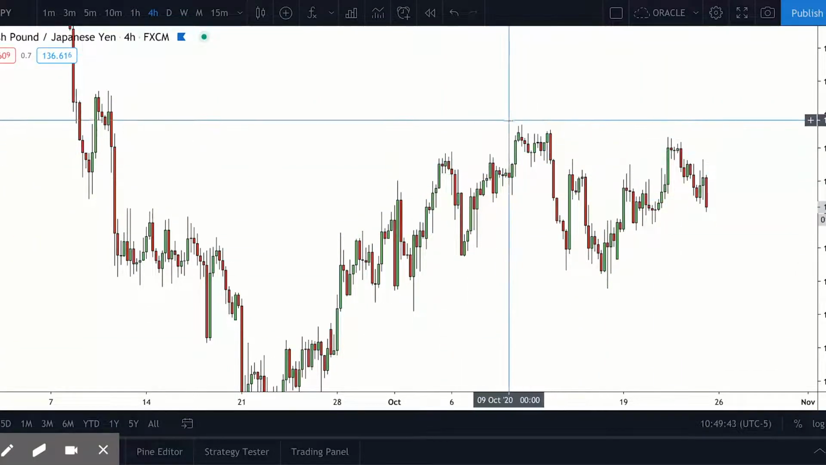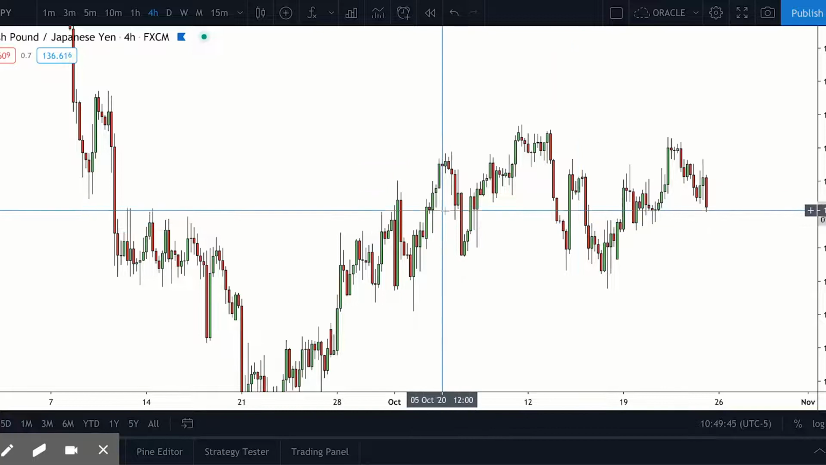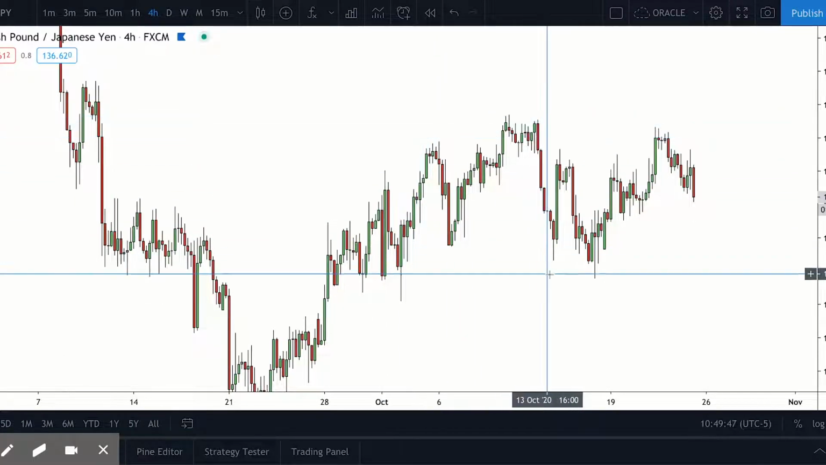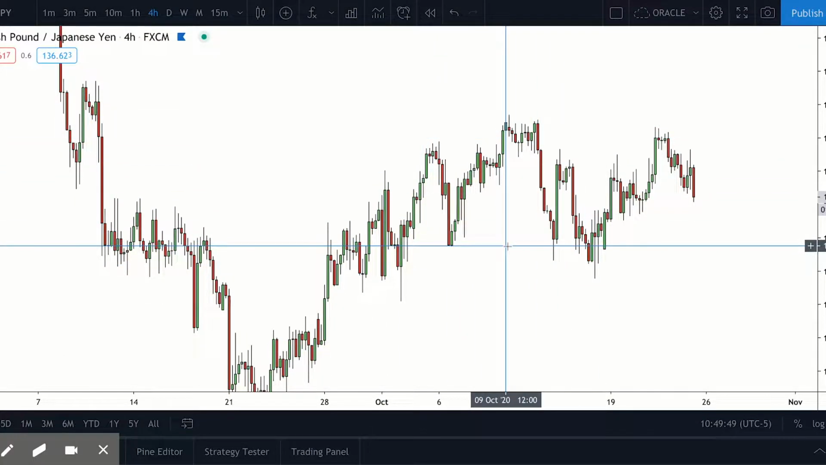So that means if we are selling a market, there's always someone on the other side to buy from us. If we are buying a market, there's always someone on the other side of the market to sell to us. And yeah, that is what liquidity is.